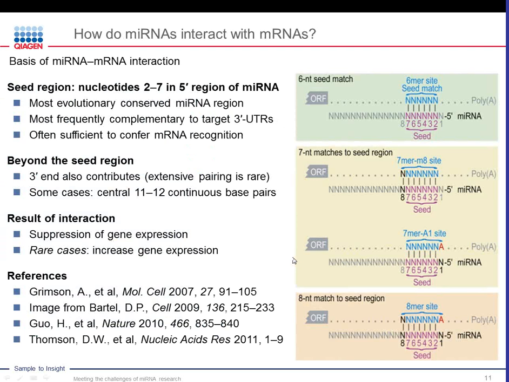So a question you have is, how do microRNAs interact with mRNAs and exert their biological function? And here we provide the basis of the microRNA-mRNA interaction. This mainly revolves around the seed region, which is nucleotide positions 2 through 7 in the 5' region of your microRNA. This is the most evolutionarily conserved microRNA region. It is most frequently complementary to target 3' UTRs, and often it is sufficient to confer mRNA recognition.